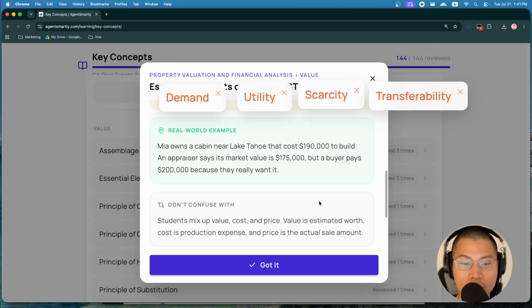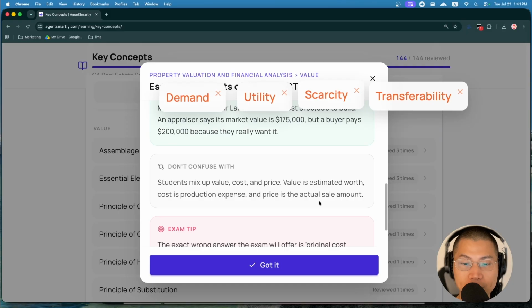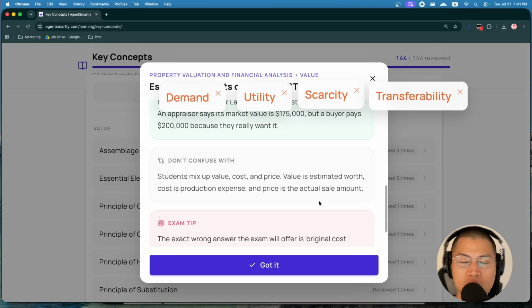So do not confuse value, cost, and price. The value is simply an estimate of the worth. The cost is a production expense, right? So labor and also hardware, etc. And the price is actually the sales amount. So those are three quite different concepts.